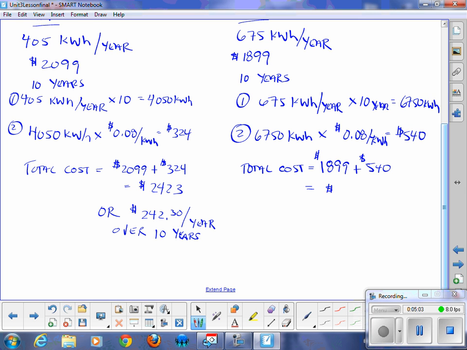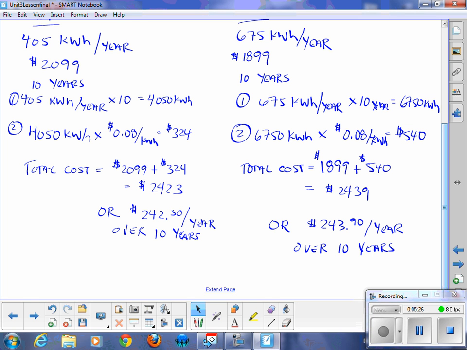So this one comes out to $2,439. And if you break it down per year, that would mean over the 10 years it's $243.90 per year. So when you look at it, the two prices are actually pretty darn close. Total cost, if you look at $2,423 versus $2,439, we're only looking at a $16 difference. So these two appliances are going to probably cost you the same over that time period.